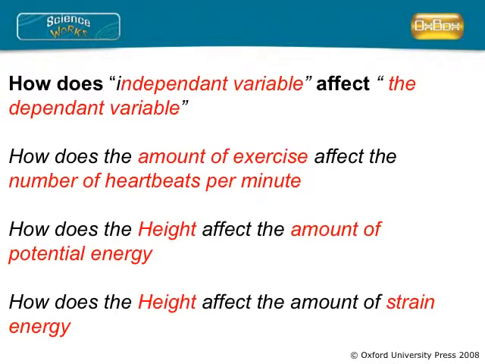These are a few examples. How does amount of exercise affect the number of heartbeats per minute? Okay, so here's our independent variable, and here's our dependent variable. Here's another one. How does the height of a ball affect the amount of potential energy the ball has? These aren't great because we could do with a little bit more information, but they'll do for now. How does the height of a ball affect the amount of strain energy that it has? So again, it's just insert your independent and your dependent variables there.